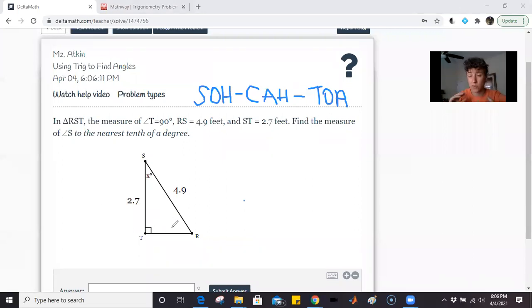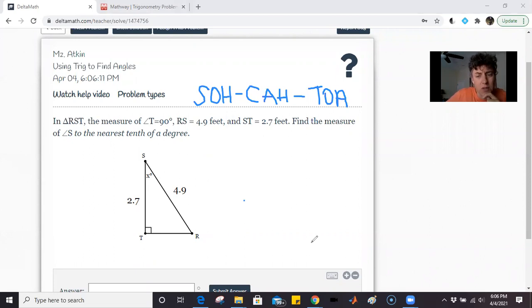T is a 90-degree angle, so we have a right triangle, which means we get to use our trig ratios. They're only applicable for right triangles. We know that RS is 4.9. We know that ST is 2.7 feet. Find the measure of angle S to the nearest tenth of a degree. So we'll have 1 number after the decimal.